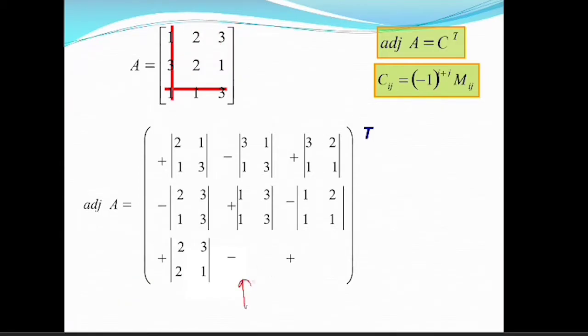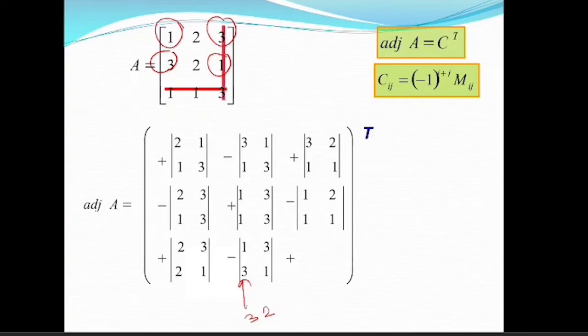Now, this is located in the third row and second column. It means we have to delete the third row and second column to find the minor. The numbers are 1, 3, 3, 1. Put them in the determinant sign.